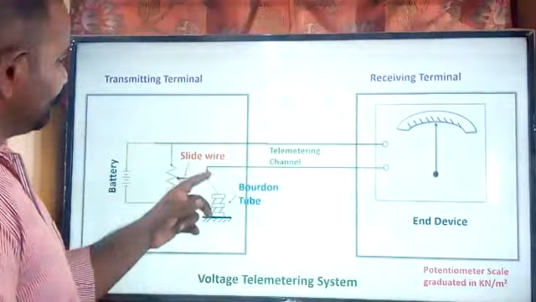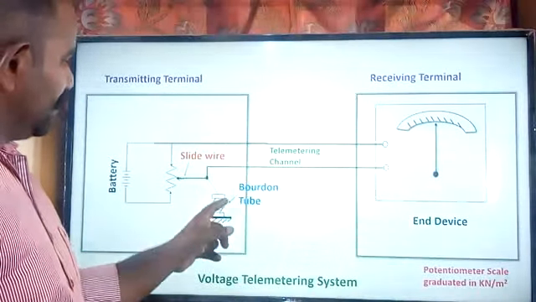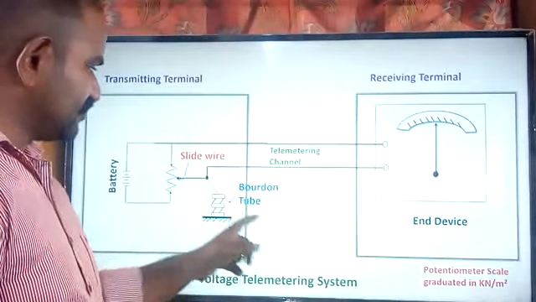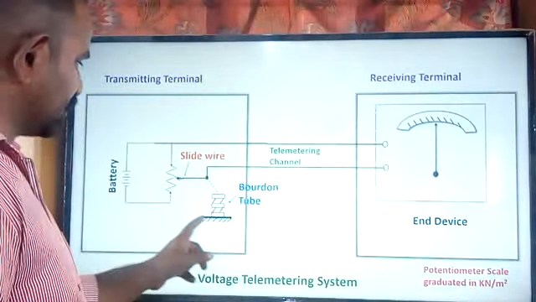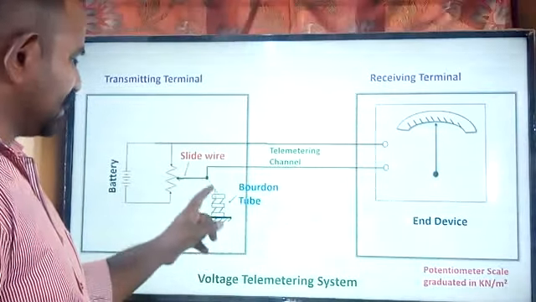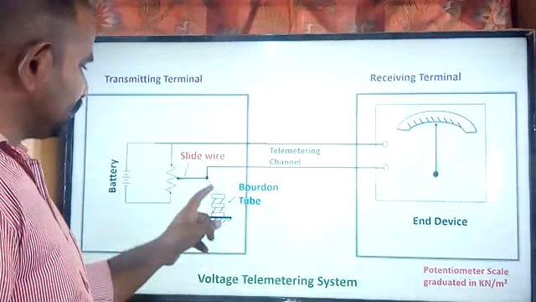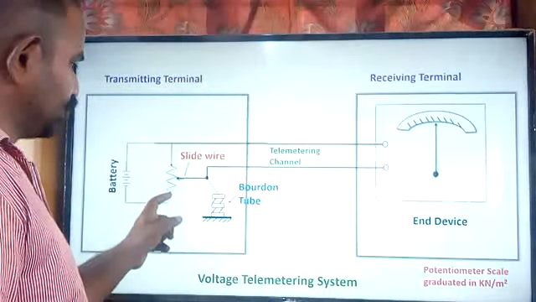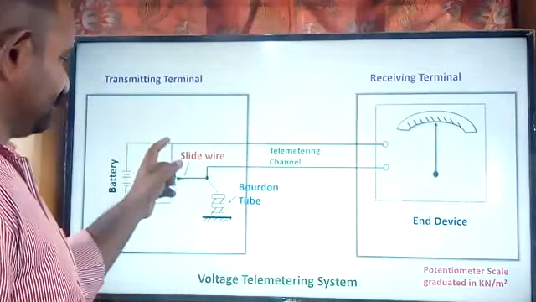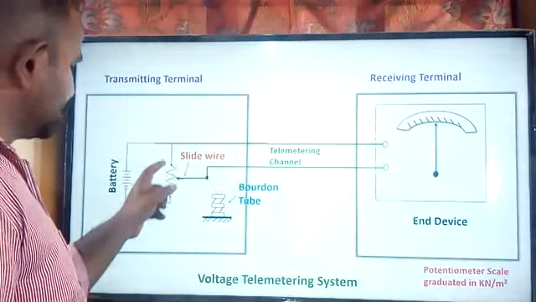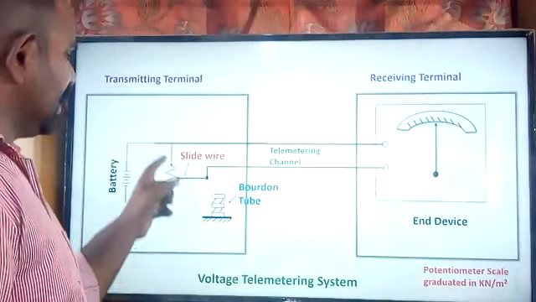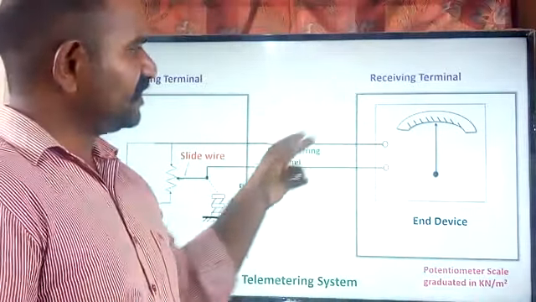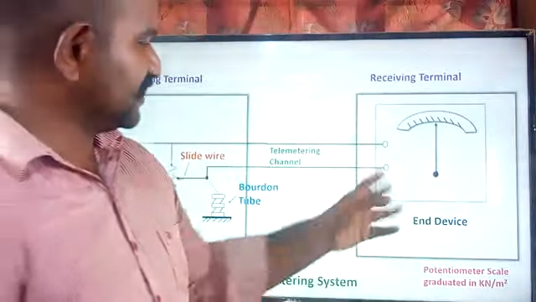That information is converted into the electrical signal form. This particular Bourdon tube is connected to the sliding wire. Whenever there is a pressure change in the surroundings of the Bourdon tube, it changes the position of the pointer on the potentiometer, so there is a voltage drop change within this potentiometer, and that voltage change is transferred through the telemetering channel to the measuring device, which is the end device.